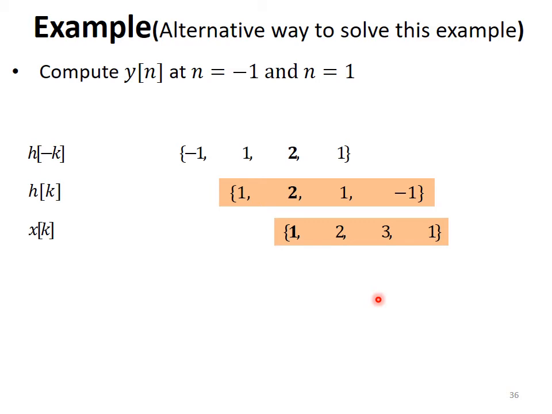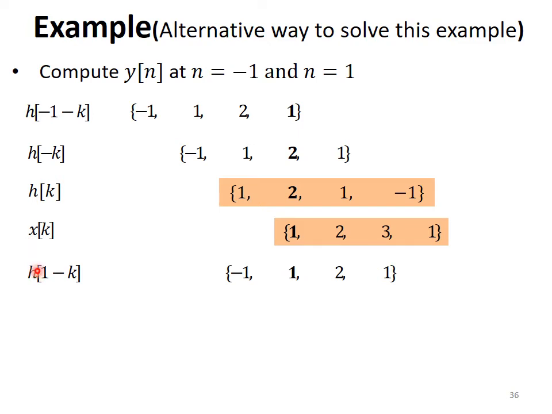And next step is, now let us find out the response of the system at n equal to minus 1 and n equal to 1. So for n equal to minus 1, h of minus k would be shifted 1 unit towards left, like this. And similarly for h of 1 minus k, when n is equal to 1, the h of minus k would be shifted 1 unit towards right.